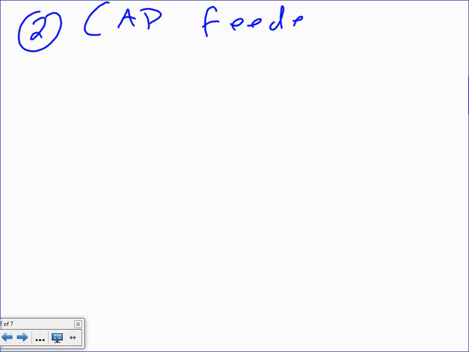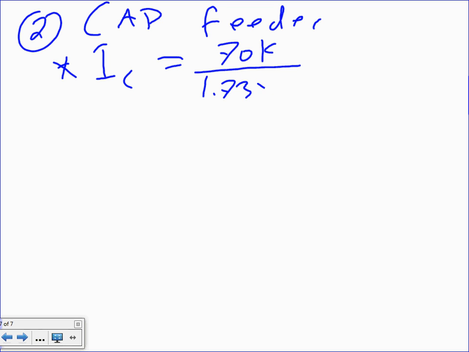Okay, number two, guys, is the cab feeder. Cab feeder, piece of cake. The first thing you need to do is find IC, the current for the capacitor. This will be 70K divided by 1.73 times 480. DJ, what's the voltage? It's 208. 208, thank you.